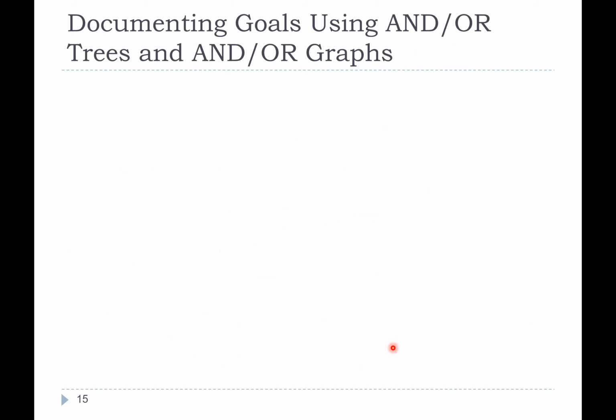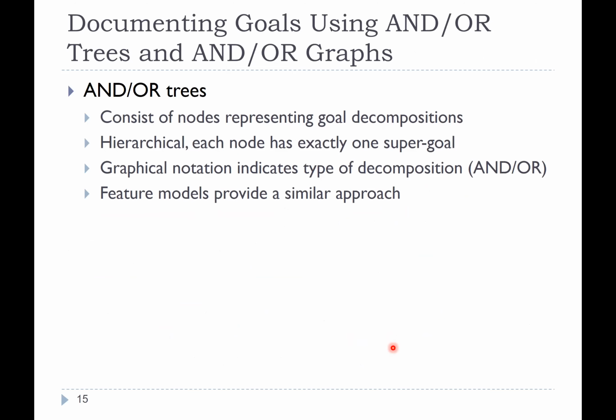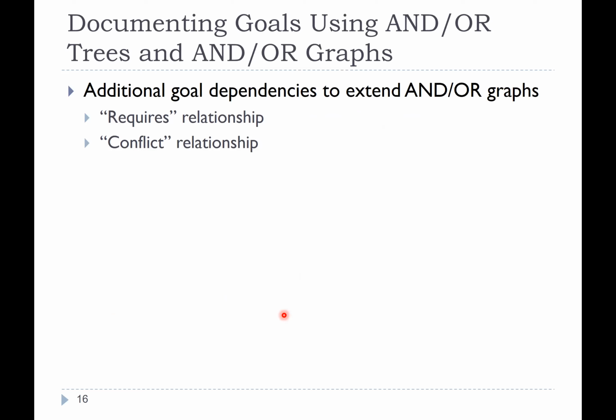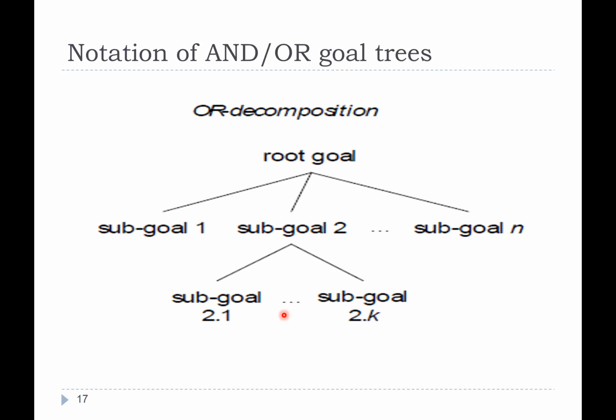AND and OR graphs are not themselves a formalized notation, but they have the basic notion that other modeling languages depend upon, okay? So you have the AND and OR trees, we already understand what they mean. The one thing you should be aware of is that the AND and OR graph should not be cyclic, they have to be acyclic, so the tree breaks down to the bottom, but we never go back up again and circulate, because then we have a circular dependency and that's definitely not good, all right? We can add the requires, conflict, any sort of relationship we want.